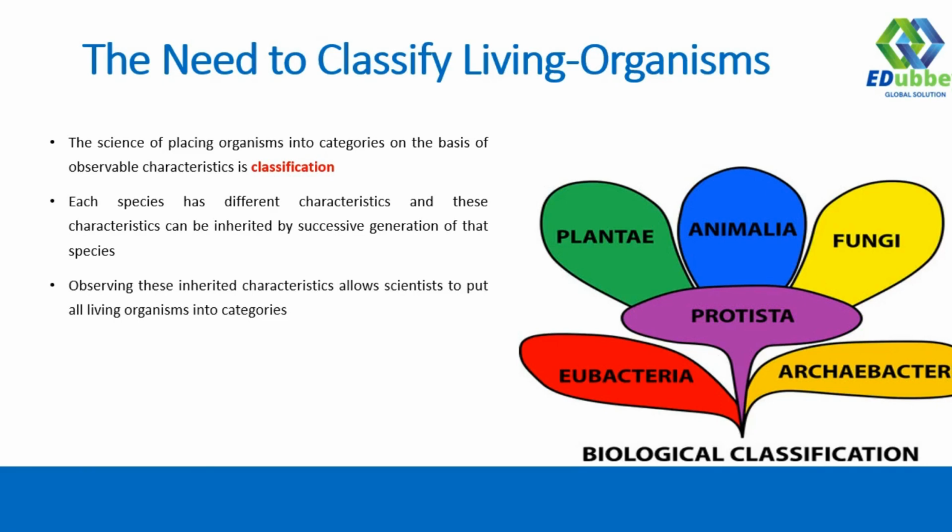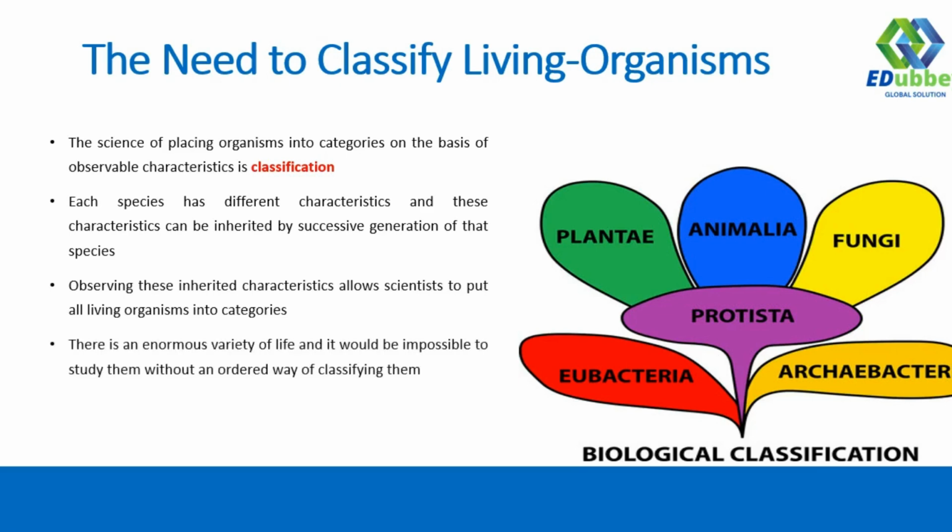There is an enormous variety of life, and it would be impossible to study them without an ordered way of classifying them. On the right hand side of the slide, we have a diagrammatic representation of biological classification of living things. Classification is needed for conservation and in understanding evolutionary relationships.